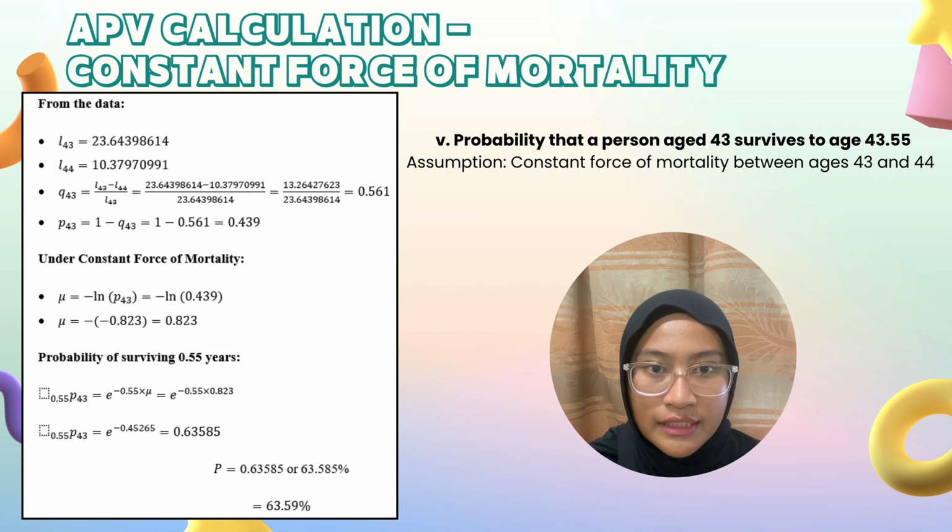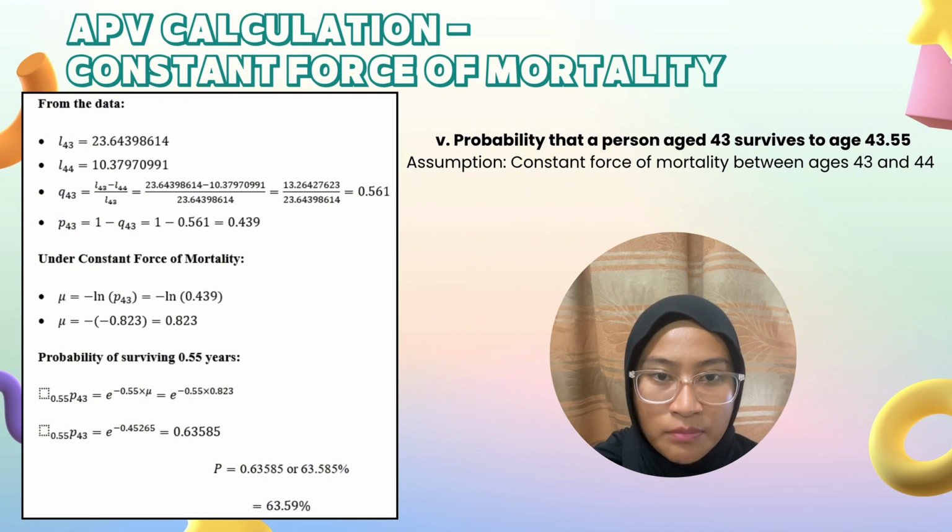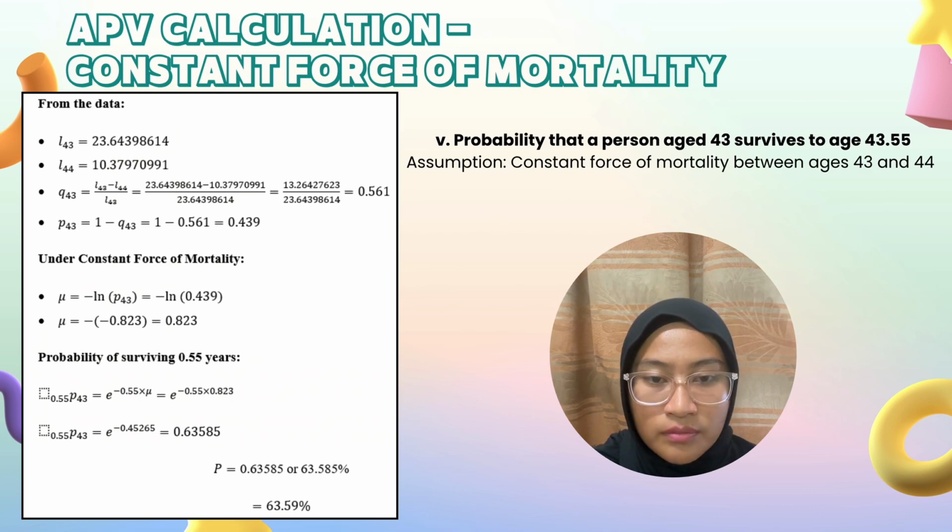The second calculation estimates the probability that a 43-year-old survives to age 43.55, assuming a constant force of mortality from the life table. L43 is 23.64 and L44 is 10.38. The 1-year death probability is 56.1%, so the survival probability is 43.9%. And then, with constant force, P43 is 0.823. The 0.55-year survival is 0.823 raised to the power 0.55, which gives 63.59%. Thus, even with high annual mortality, the chance of surviving a short interval remains reasonably strong.